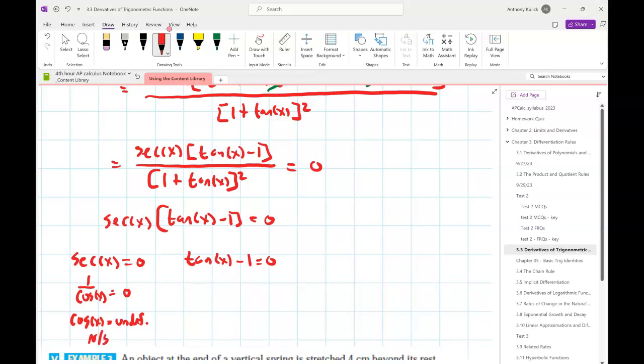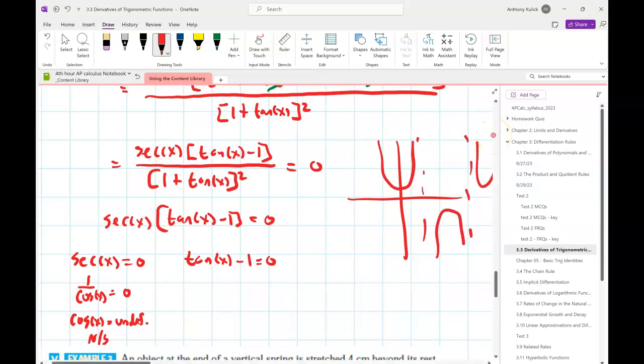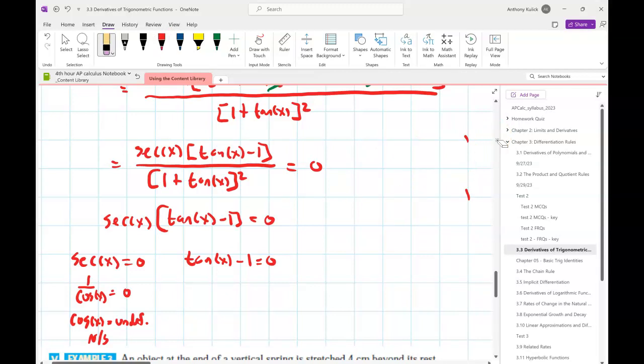Does that happen? So what's our answer? No solution for that. Oh, that's good, because that was the part that could have possibly given us the extraneous solution anyways. That's nice. If you remember the graph of secant, it looks like this. There's no x-intercepts on it. So, anyways, that's good. How am I going to solve tangent x minus 1 equal to 0?